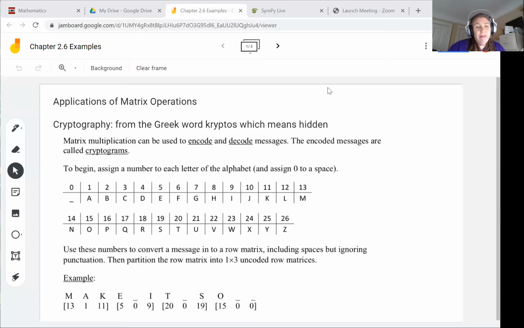All right, so down below we have the example of the message make it so, with spaces between make it so and then after so 2 spaces. And it was partitioned into 1 by 3 matrices. We're using 1 by 3 matrices because we're going to use a 3 by 3 matrix for our shift for the encoding. So you can see M corresponds with the 13th letter of the alphabet, A is the first letter, and K is the 11th letter. So those first 3 letters are the row matrix 13, 1, 11. And similar for the rest of the message. So E space I is the row matrix 5 0 9. T space S is the row matrix 20 0 19. And the O with 2 spaces is the row matrix 15 0 0.